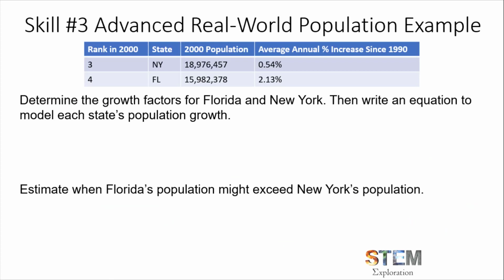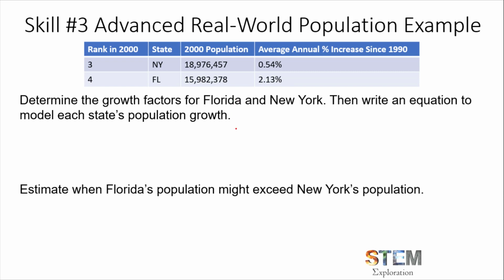And I want to talk about a real-world population example. So one of the things that we can do is look at growth factors for states like Florida and New York. What I have here is some data from the year 2000 ranking the size of the most populated states in the United States. New York was the third largest state in terms of population in 2000, and Florida was the fourth largest. And so we have these relative populations, and then we have the average annual percentage increase since 1990.